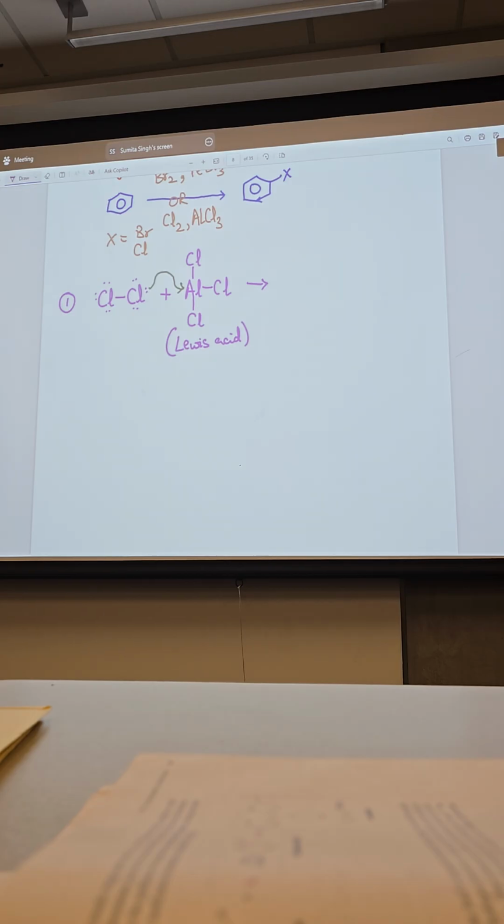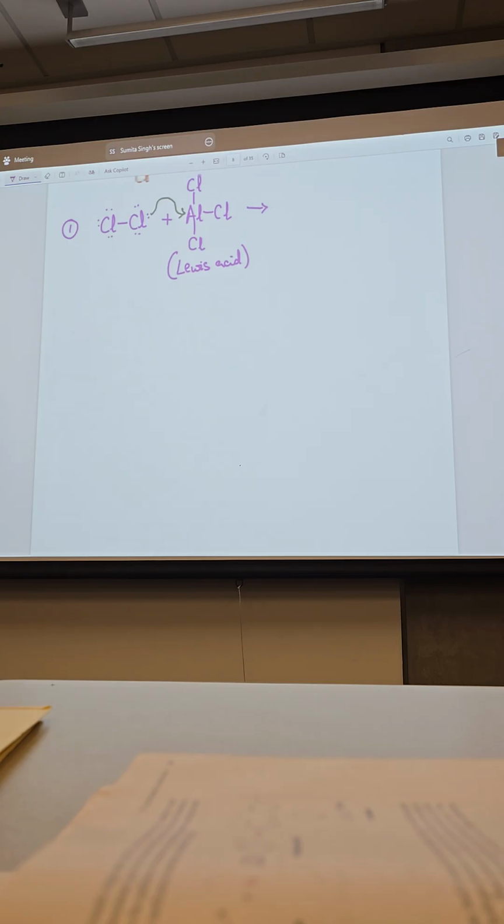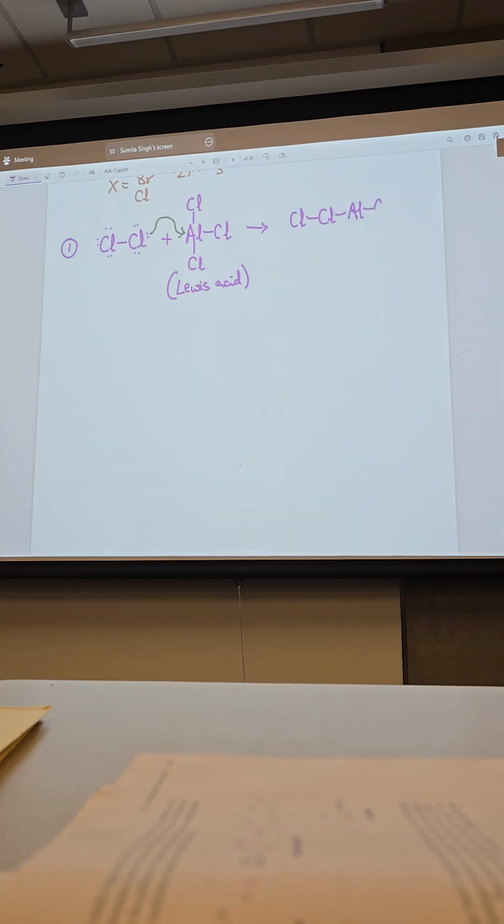Adduct just means two things added together. That's really what it means. So here we have the Lewis base and the Lewis acid. The Lewis base donates electrons to the Lewis acid and creates an adduct. What am I missing? Charges. You should have a negative on the aluminum and a positive on the chlorine, the one closest to the aluminum. Agreed? Yep. That is the electrophile in the chlorination reaction.